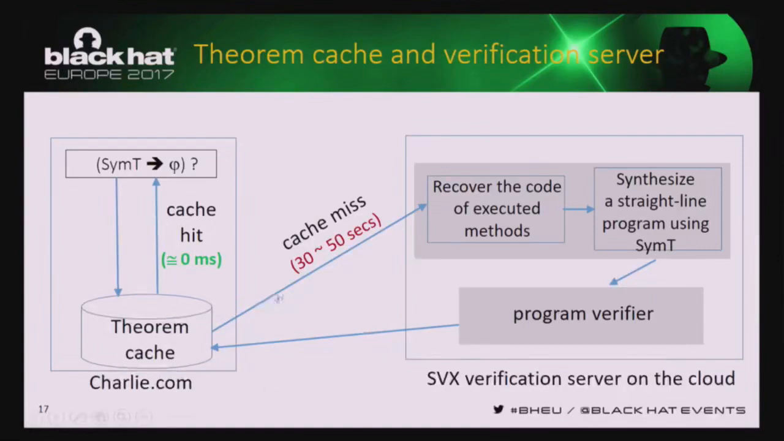If you take this path, it will take like 30 to 50 seconds, which is very expensive. But because of the theorem cache, all normal executions should just hit the cache and return immediately, unless there is a clever attacker who figures out an execution sequence which nobody has seen before. Then it will trigger the long path.